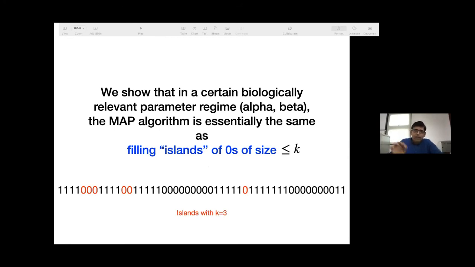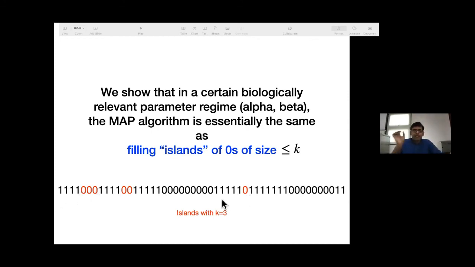What we found is that in a certain biologically relevant parameter regime of alpha and beta, the MAP decoding algorithm simplifies to a very simple process, which is the following. Imagine this sequence of information, 1s and 0s. What enzymes have to do is a very simple thing. You find islands of a certain size, let us say islands of size 3 or smaller. So whatever these red dots are, islands of zeros of size 3 or smaller.